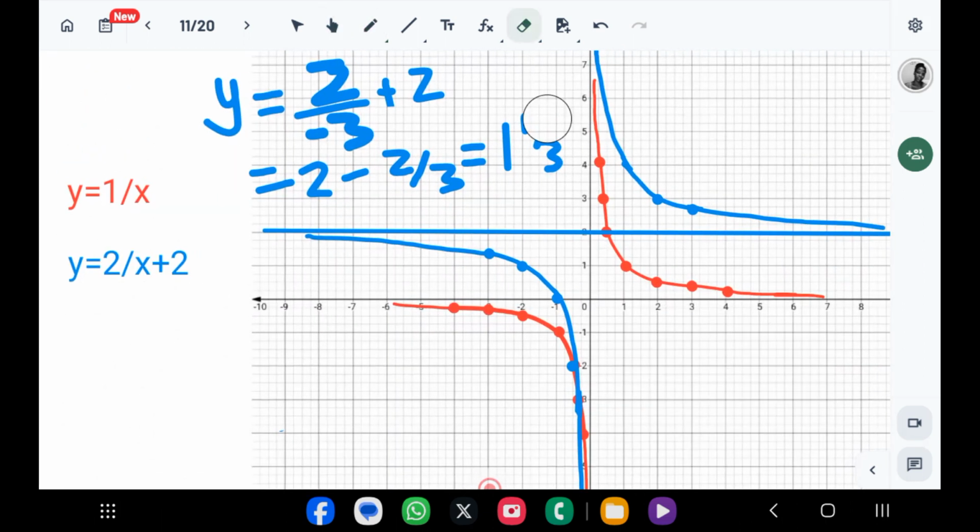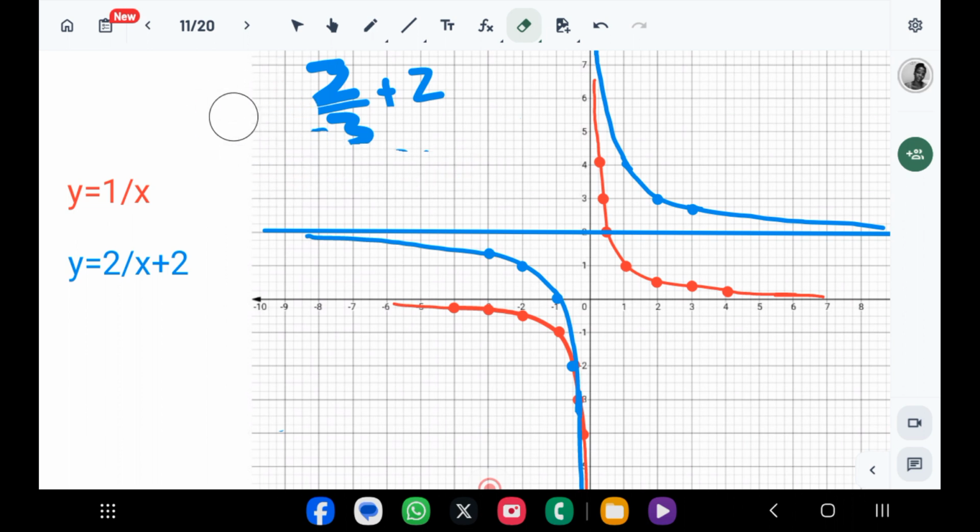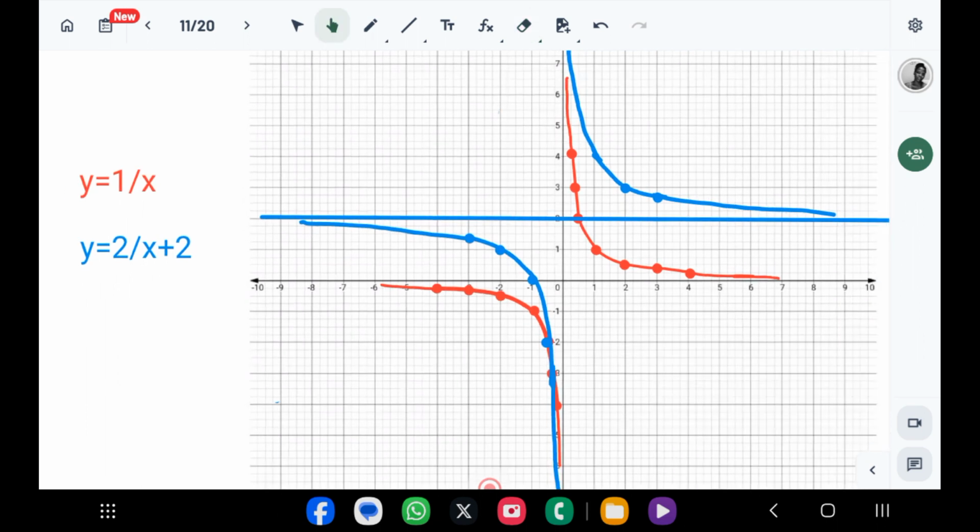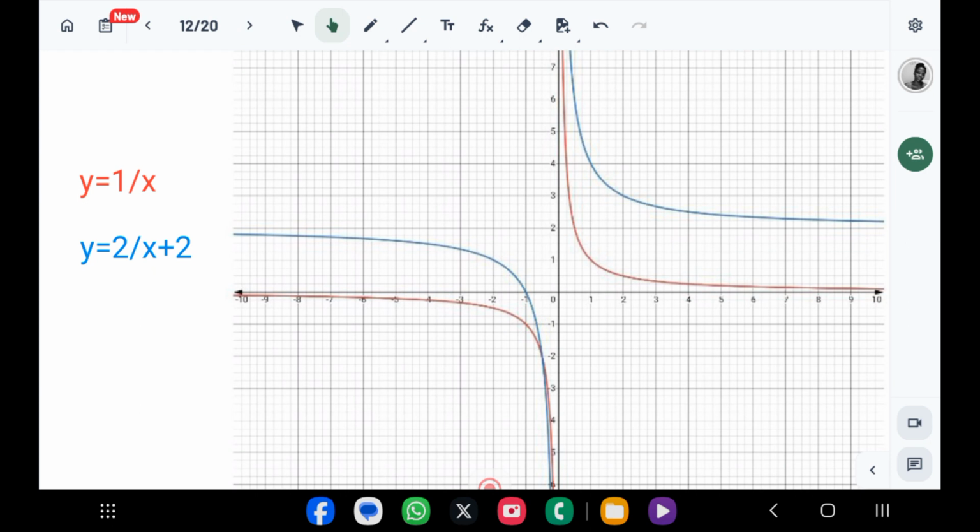Now let's clean the board. And that is what the graph is going to look like. Now let's see what the graph calculator calculated for us. That is correct. We've got everything correct.